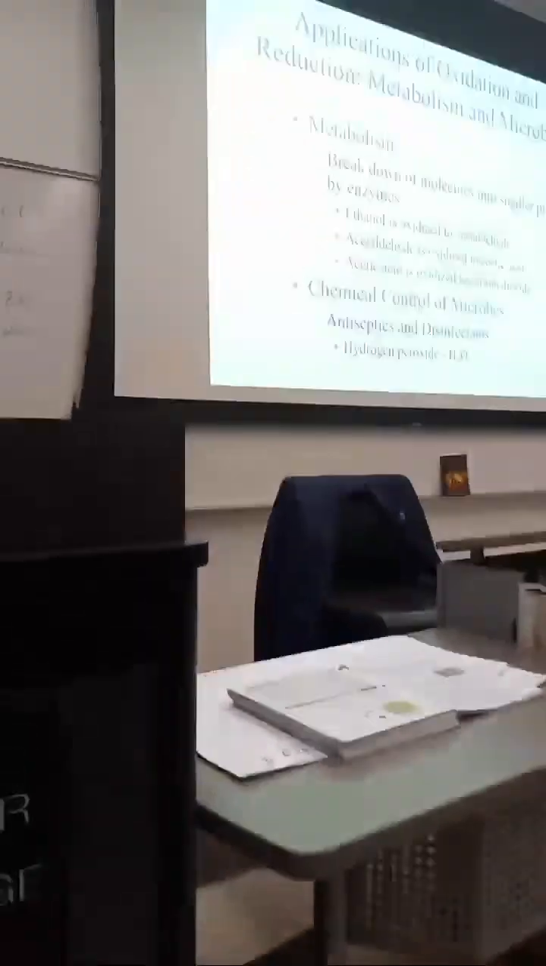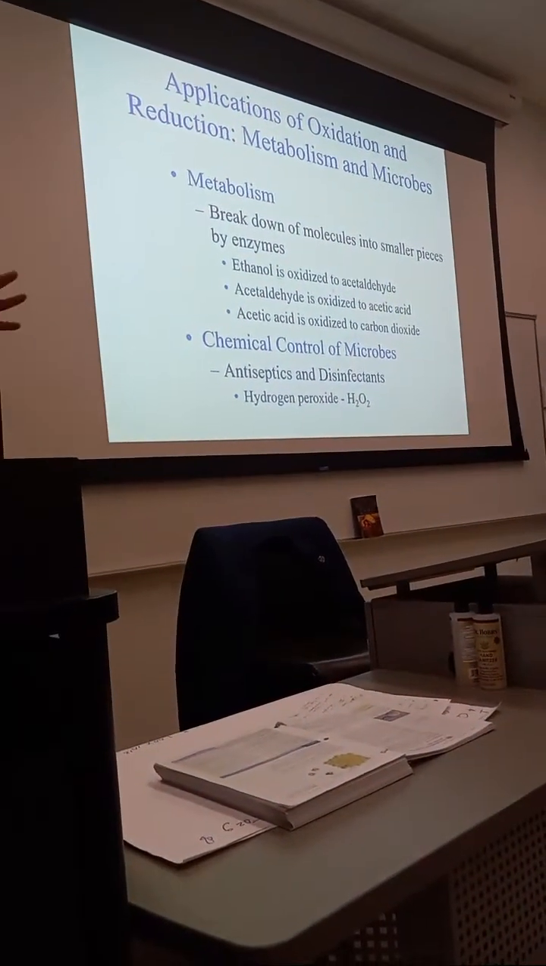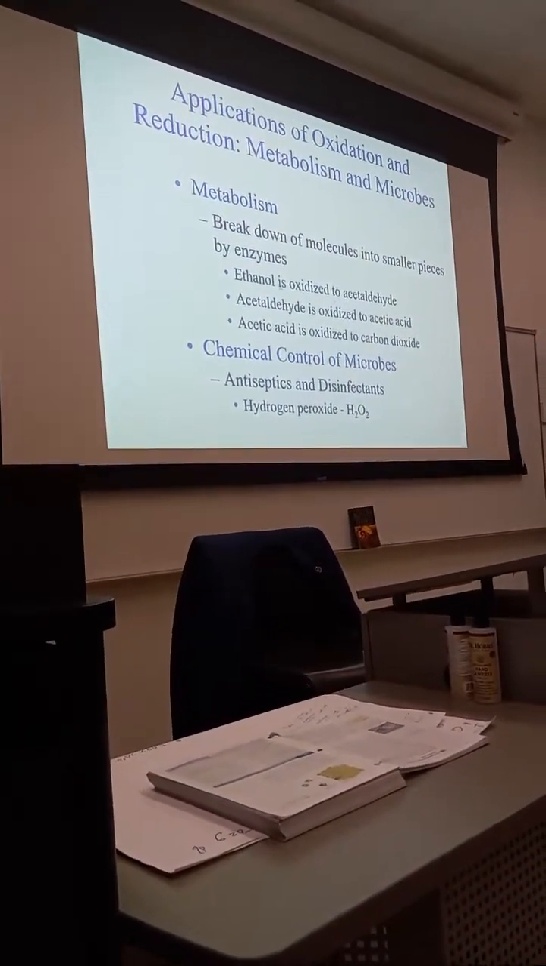Okay, so antiseptics and disinfectants. We know hydrogen peroxide very well. There's a reason why we put it in a brown bottle. It's protected from light, because if it's exposed to light, it will break down into water. It just becomes water. So that's why they do that.